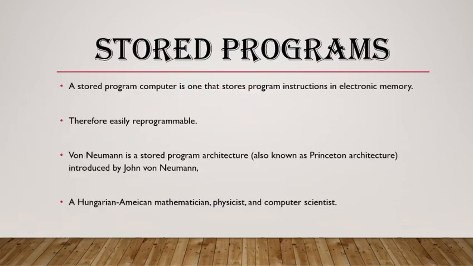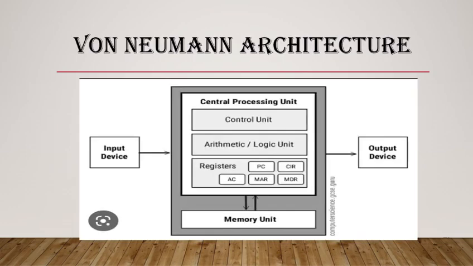So now let's see what are the stored programs. A stored program computer is one that stores program instructions in electronic memory. Therefore, it is easily reprogrammable. Von Neumann is a stored program architecture, also known as Princeton architecture, introduced by John von Neumann. And of course, it is named after John von Neumann himself. A Hungarian-American mathematician, physicist, and computer scientist, John von Neumann.